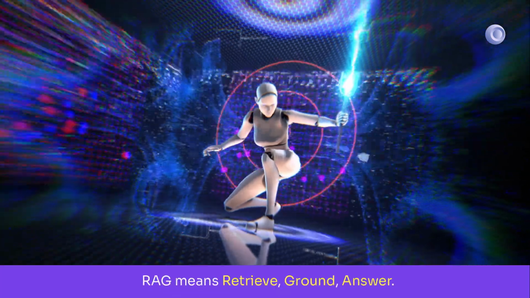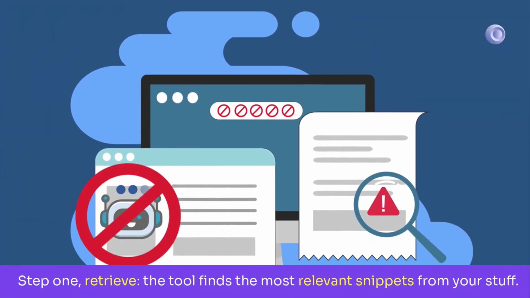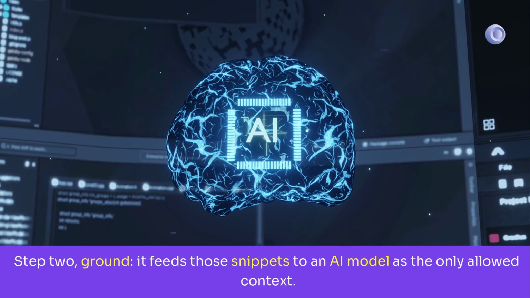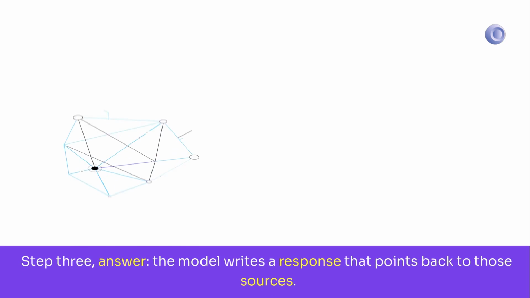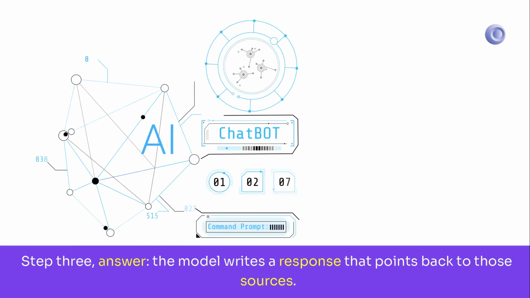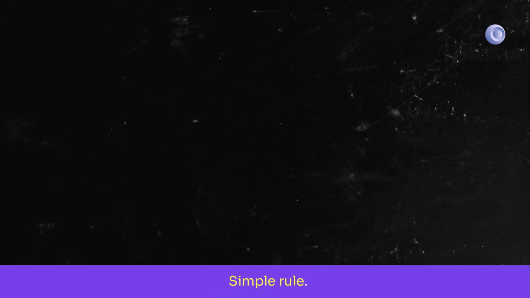RAG means retrieve, ground, answer. Step 1. Retrieve. The tool finds the most relevant snippets from your stuff. Step 2. Ground. It feeds those snippets to an AI model as the only allowed context. Step 3. Answer. The model writes a response that points back to those sources. No grounding, no answer. Simple rule.